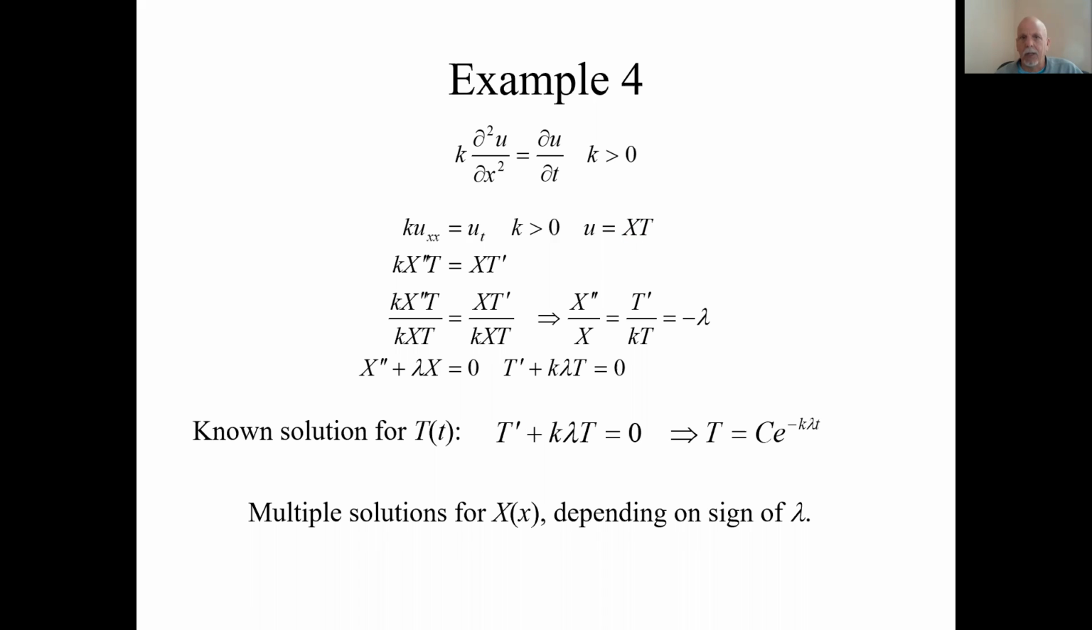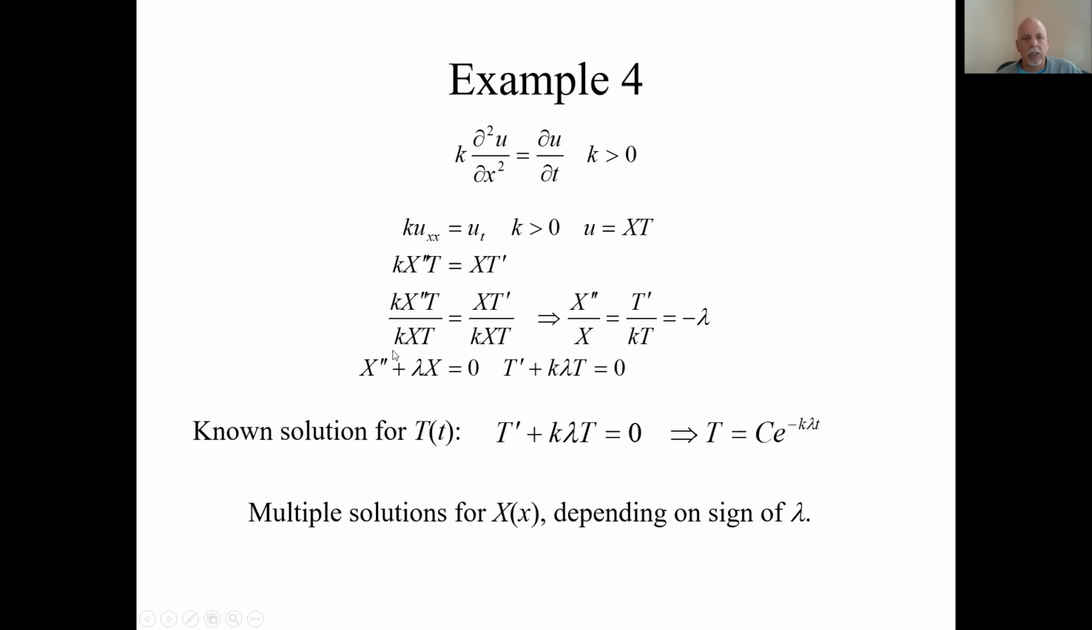Before we had x and y. It doesn't matter what the variables are. But if it's a function of little t, we call the function big T. In product notation, we use this product XT, which means u sub double x is X double prime T. U sub t is X T prime. Going from here to there is painless for you now.